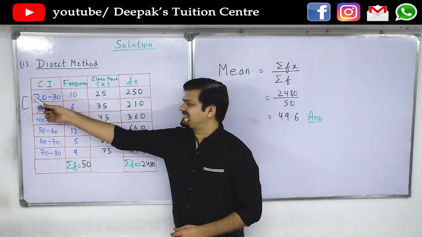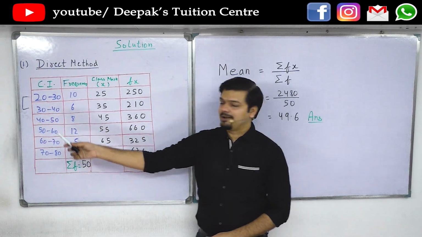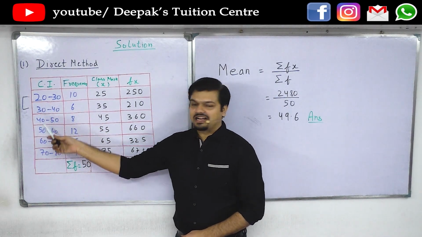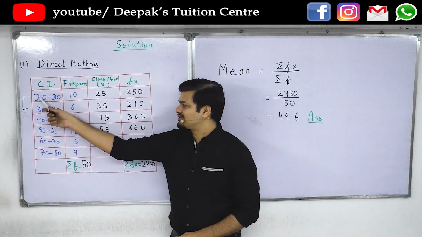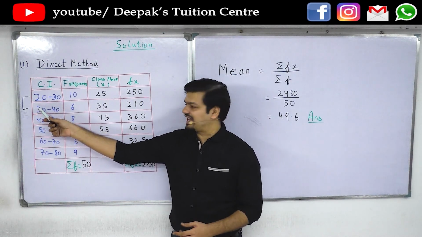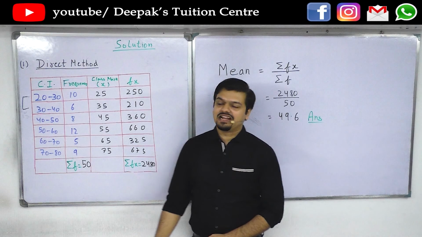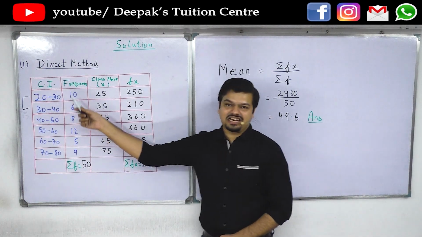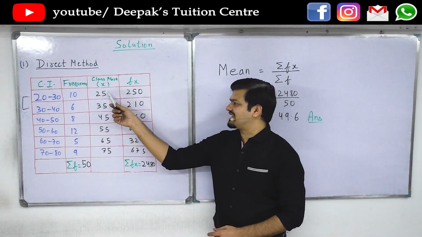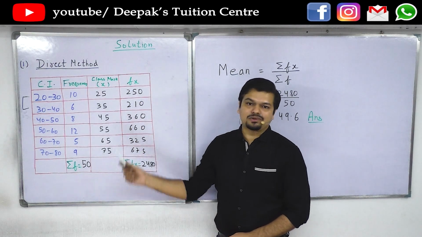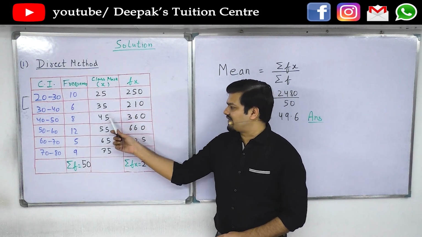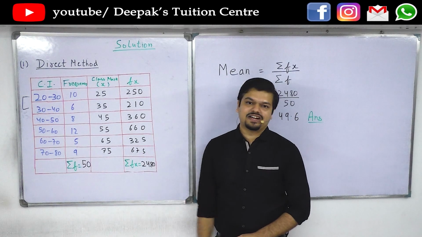Here you can see that the class size is 10. Every class has a class size of 10. So you can see 20 to 30 there is a gap of 10, 30 to 40 there is a gap of 10. So therefore, since the class size is 10, we can simply add 10 to every class mark. So 25, 35, 45, 55, 65 and 75.